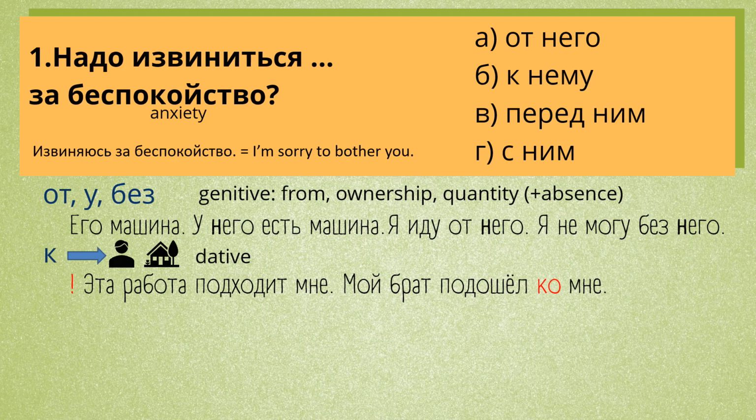Exceptional. Эта работа подходит мне. Yes, it means that work comes with me, comes to me. It matches, it suits me. And here you are not going to have к. The idea is the same as it was with the earrings and the dress. But here no к, just learn it. But again, if your brother came to you, you will have к. Мой брат подошел ко мне.